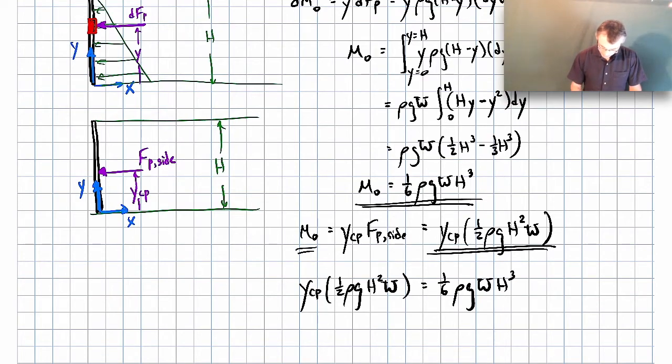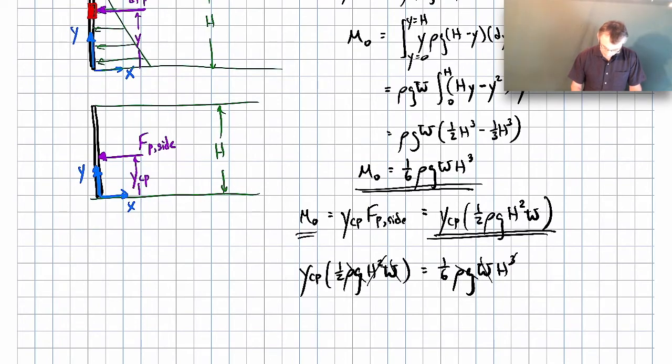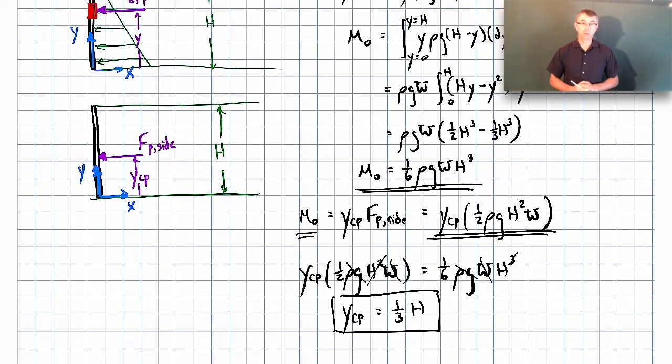Okay, so now we're setting them equal. You see that the rho g's cancel out, the w cancels out. There's an h squared that will cancel out. And then we'll end up getting YCP is equal to 1/3 h. So that's where our center of pressure is. That's where our resultant pressure force should act. So going back to the picture, this YCP should be 1/3 h. It's 1/3 up from the bottom.